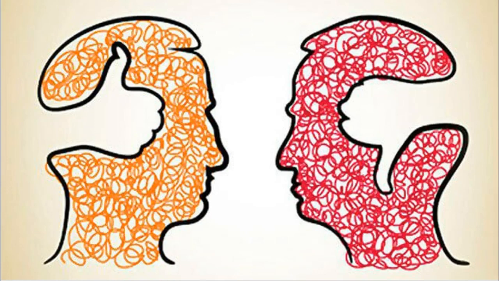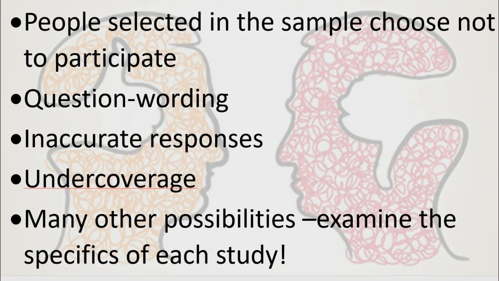What other types of errors may occur when we take a sample? Does taking a random sample take care of all bias? No. Even with a random sample, we still run the risk of having a biased sample. Other things that could cause bias include the following: people selected in the sample choose not to participate, question wording, inaccurate responses, undercoverage, and there are many other possibilities. So we always need to examine the specifics of each study. In practice, think hard about the potential sources of sampling bias and try your best to avoid them.